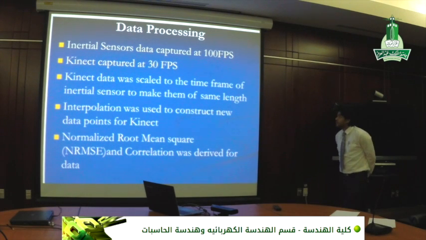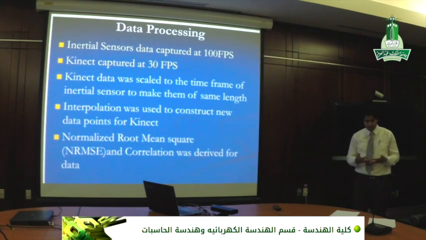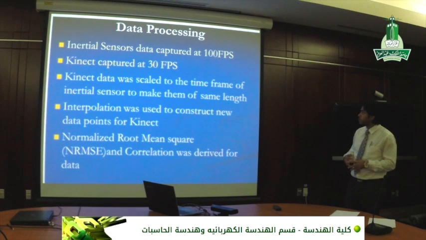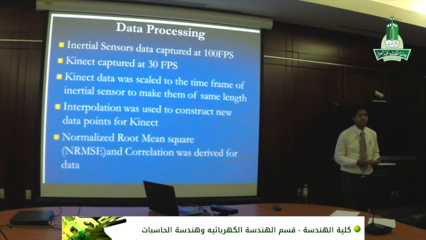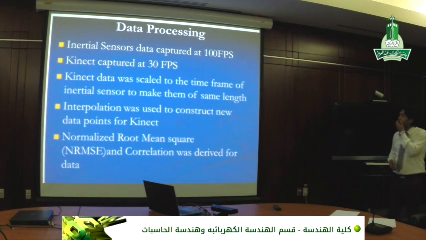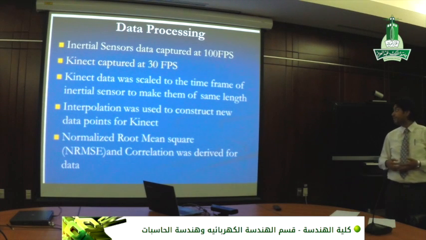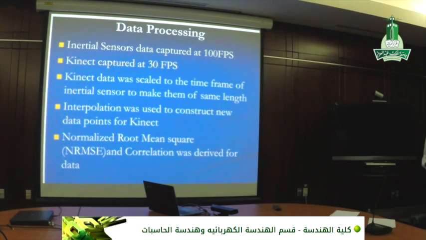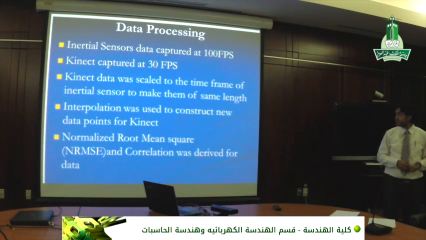Data processing. There was a difference in data processing when comparing the data from the inertial sensor and Maya motion. There was an issue that we had to overcome. Inertial sensors captured data at a speed of 100 frames per second, but Kinect captured data at 30 frames per second. There was a disparity between the two frame rates.